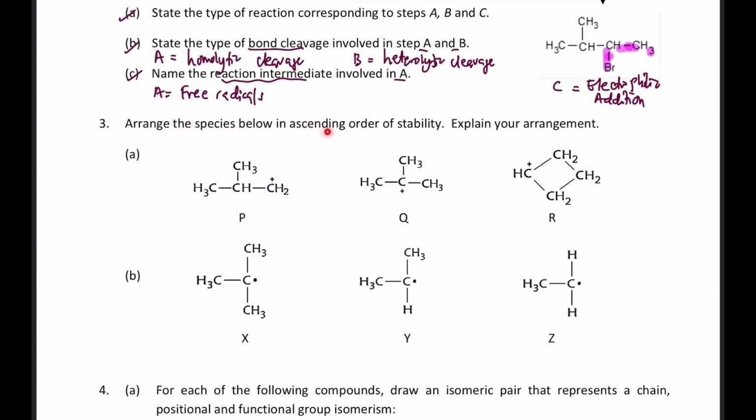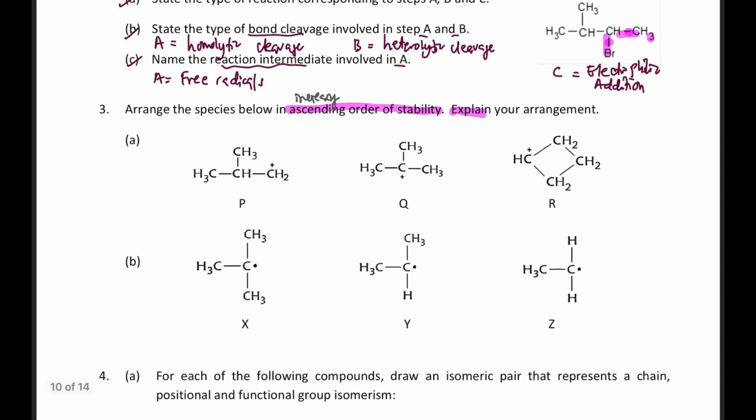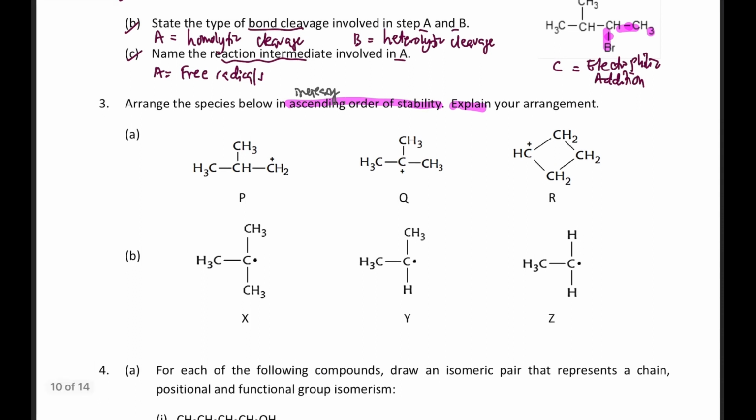Now number 3. Arrange the species below in ascending order of stability. Ascending means increasing. And explain your arrangement, as it asks us to explain the arrangement. So they ask for increasing. For A we have carbocations, P, Q and R.